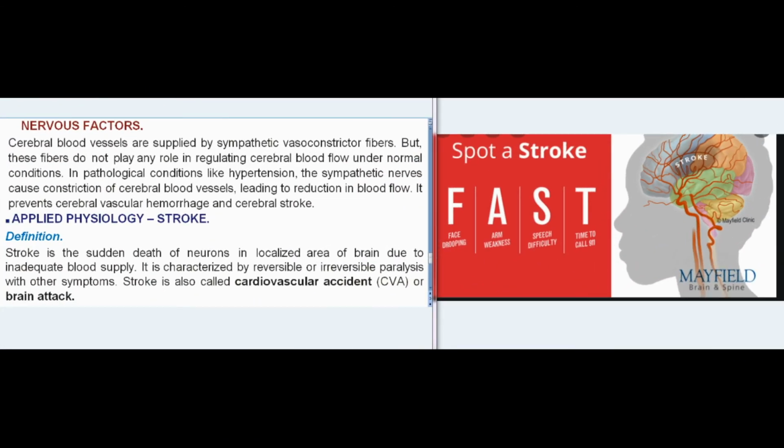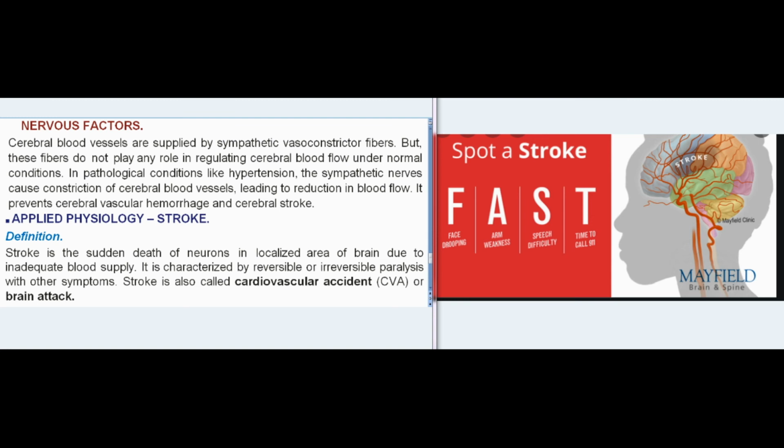Nervous factors. Cerebral blood vessels are supplied by sympathetic vasoconstrictor fibers. But, these fibers do not play any role in regulating cerebral blood flow under normal conditions. In pathological conditions like hypertension, the sympathetic nerves cause constriction of cerebral blood vessels, leading to reduction in blood flow. It prevents cerebral vascular hemorrhage and cerebral stroke.